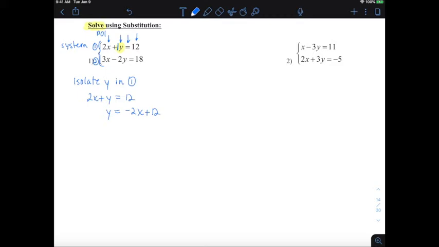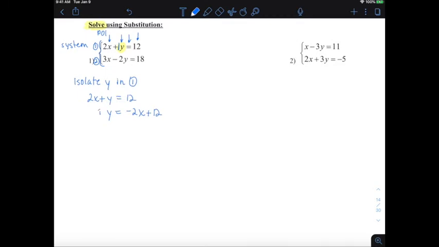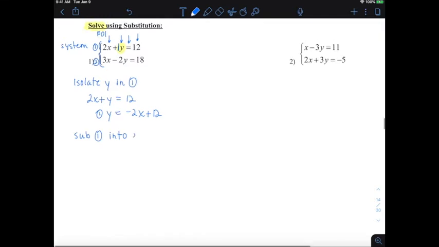So this is still technically equation 1. It's just rearranged. Now I'm going to substitute 1 into, and by the way, you can never substitute 1 back into 1. What you're going to do is substitute 1 into the unused equation. So we're going to sub it into 2, and we do it in the following way.